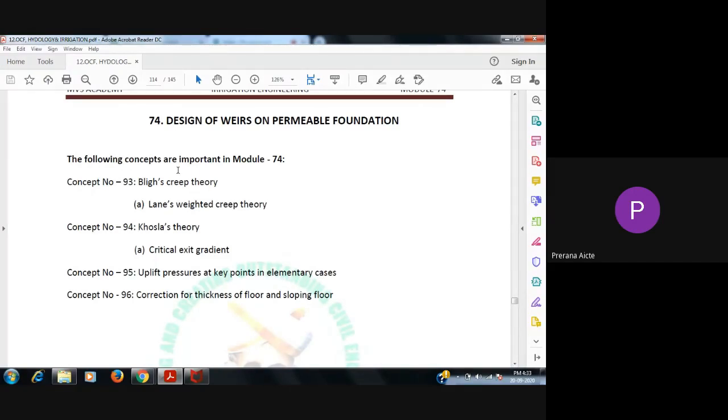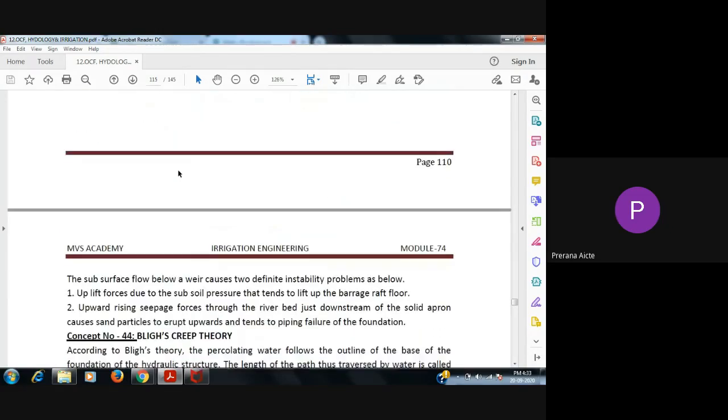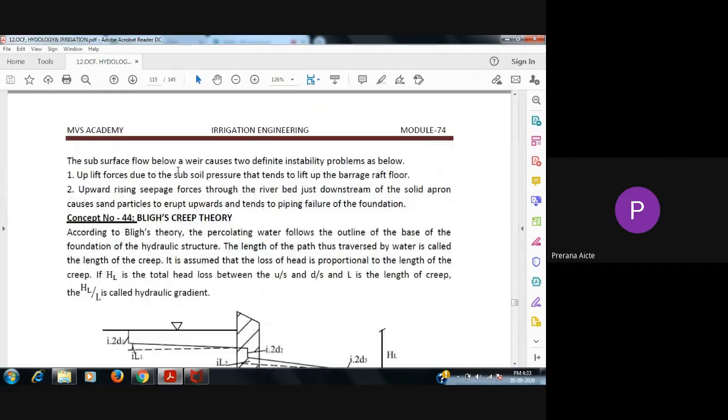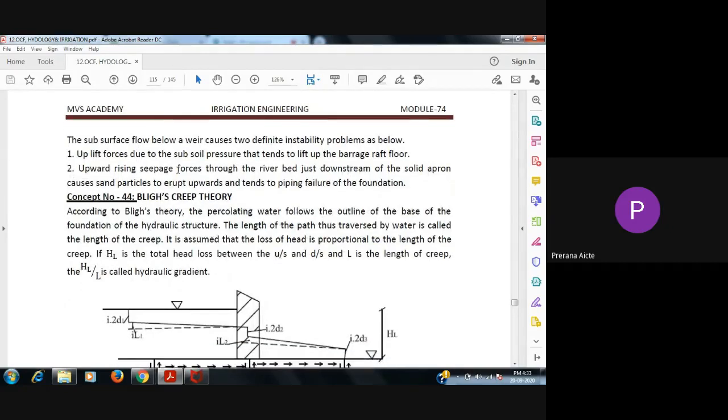Bligh's creep theory, Lane's weighted creep theory, Khosla's theory, critical exit gradient, then uplift pressure at key points in elementary cases, correction for thickness of floor and sloping floor. So, the subsurface flow below a weir. What is meant by weir actually? Weir is a construction, barrage is gates alone.